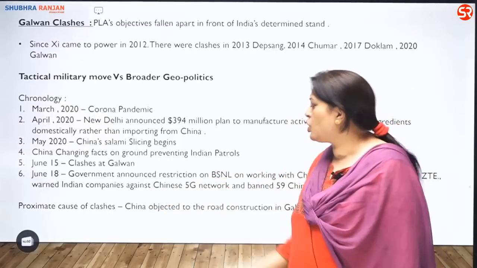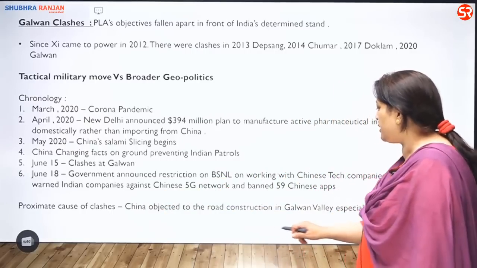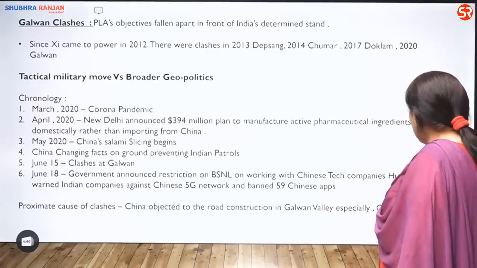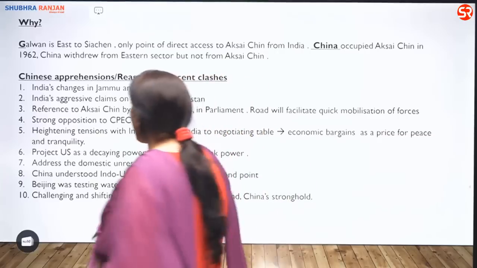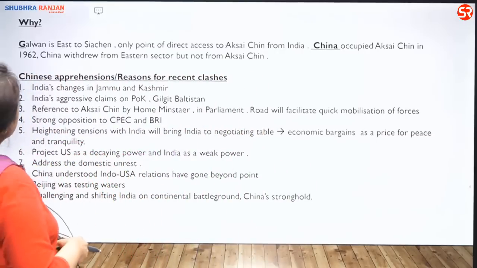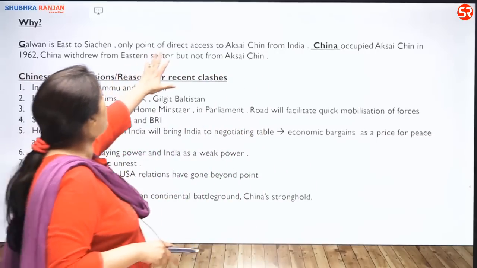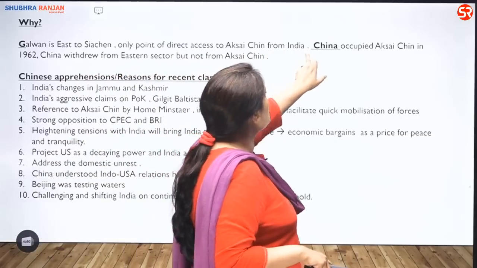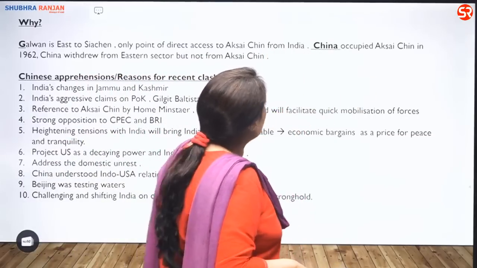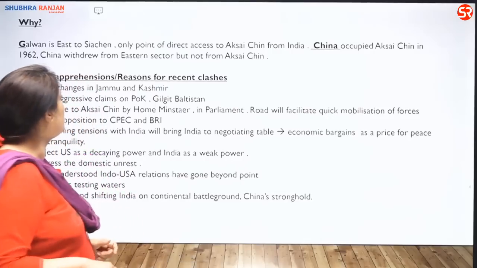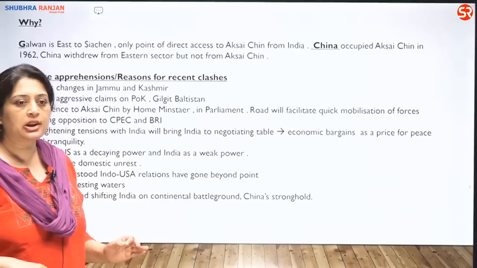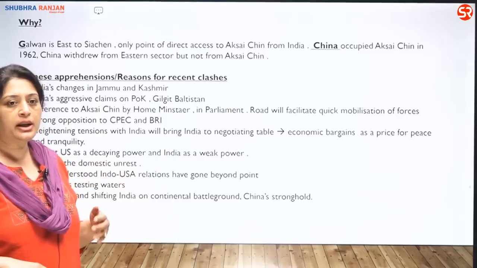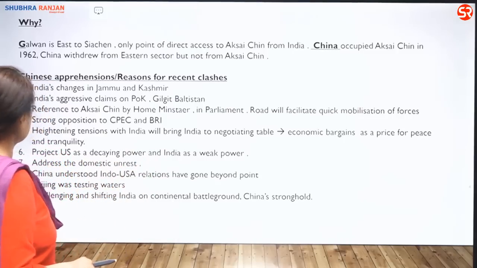The proximate cause of the clashes, China objected to the road construction in Galwan Valley, especially the Galwan Nala. Why? Because Galwan is east of Siachen, the only point of direct access to Aksai Chin from China. China occupied Aksai Chin in 1962. China withdrew from the eastern sector but not from Aksai Chin because China needs space to expand in the west.